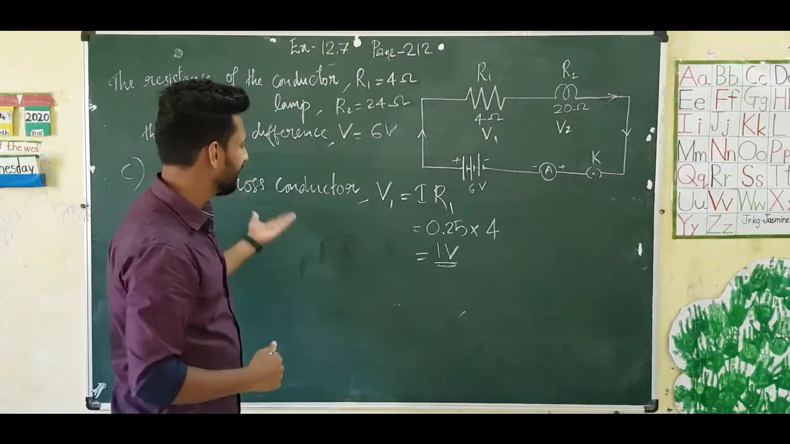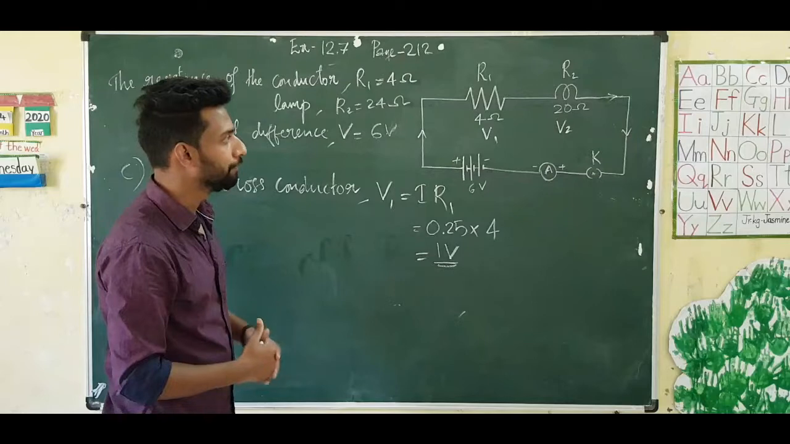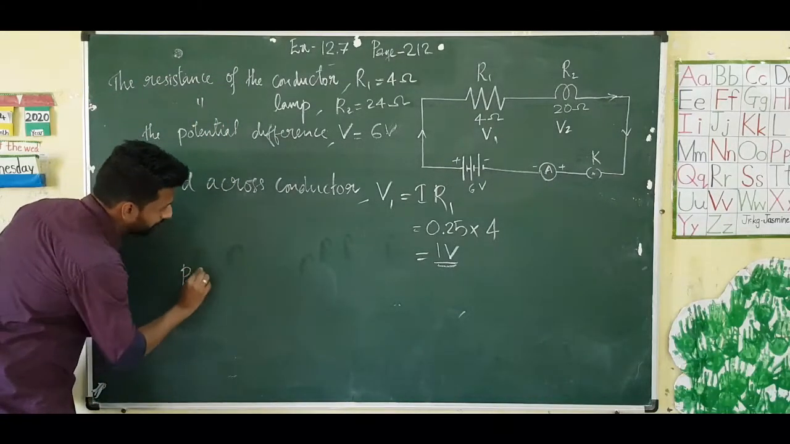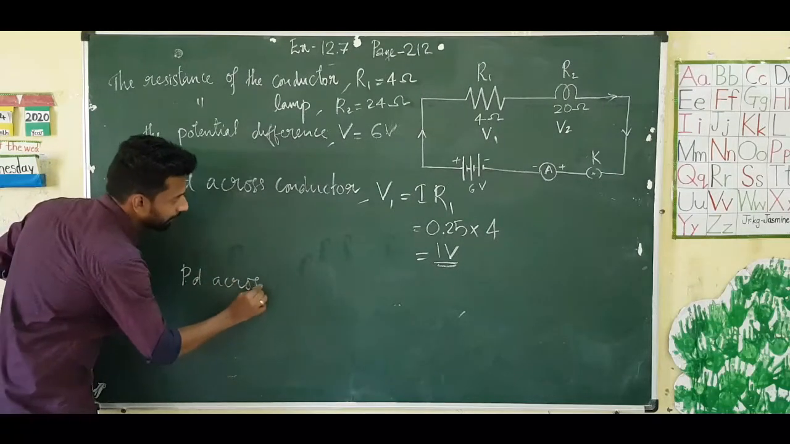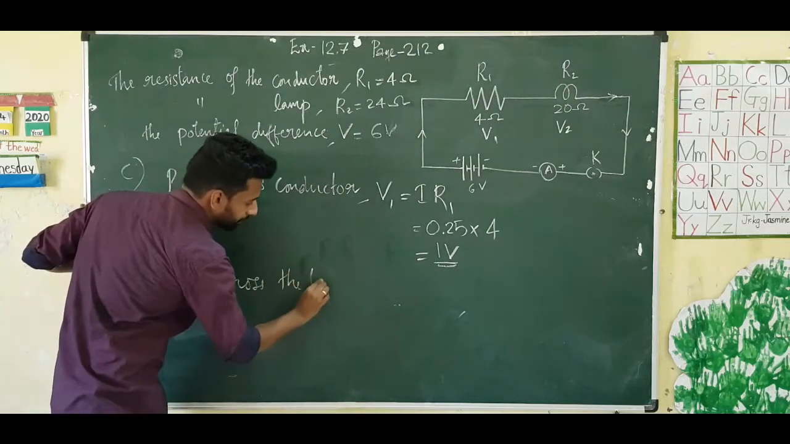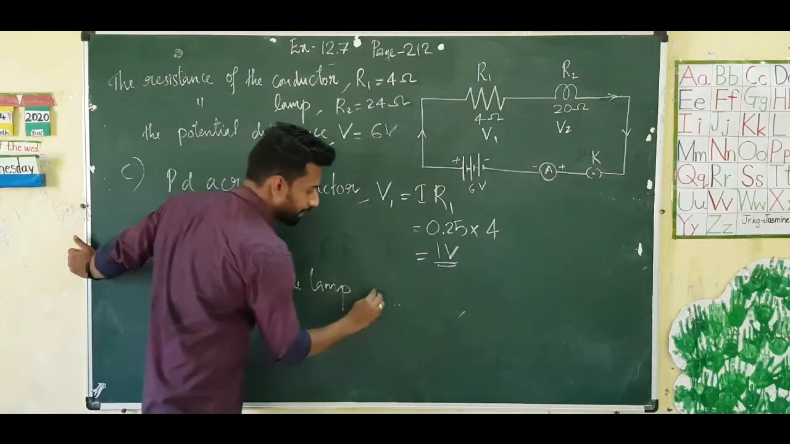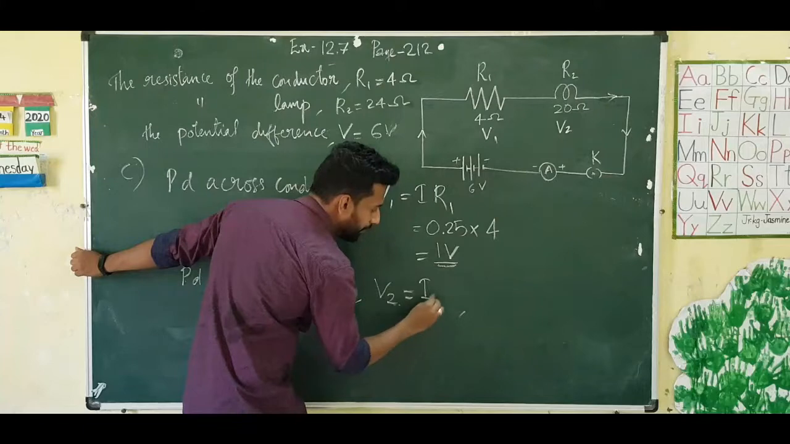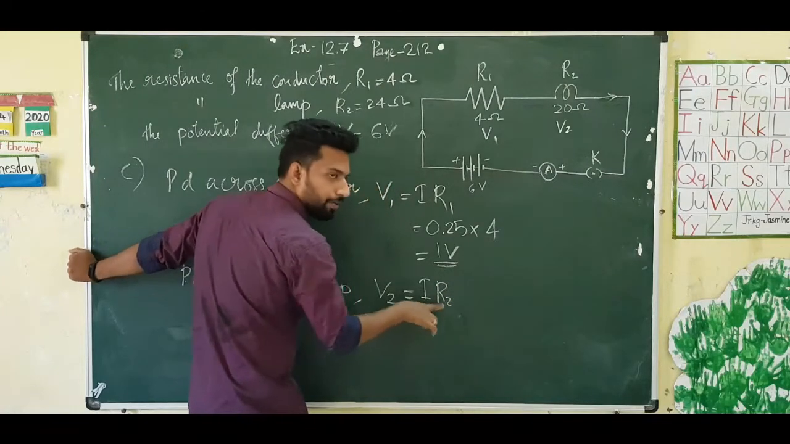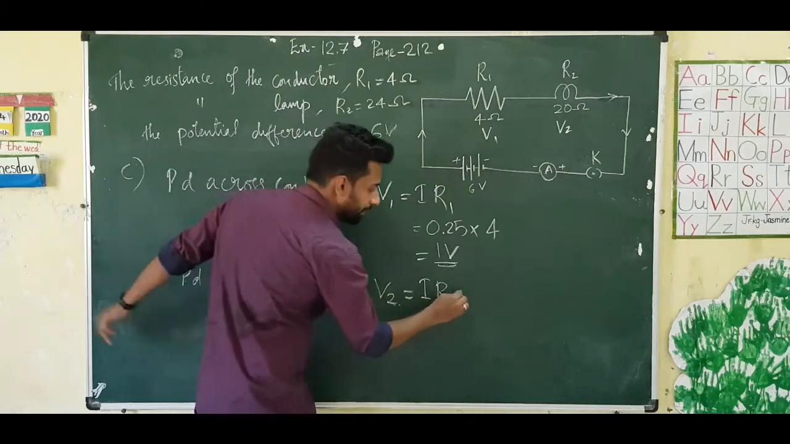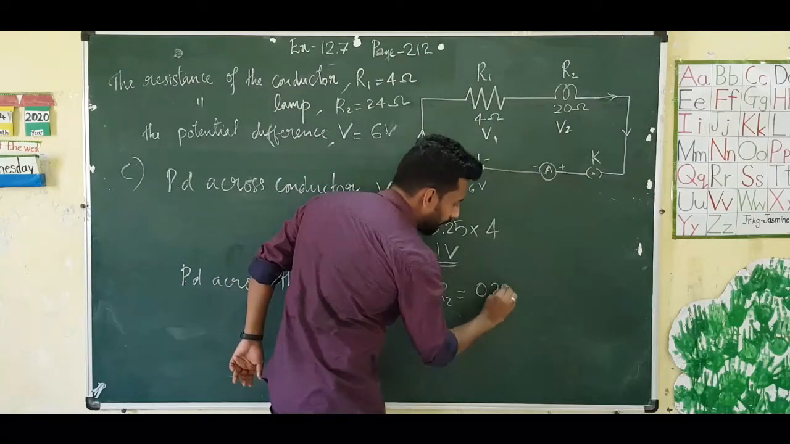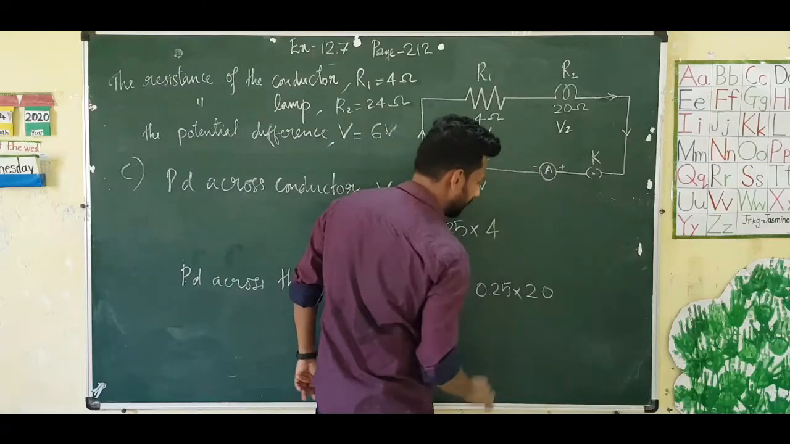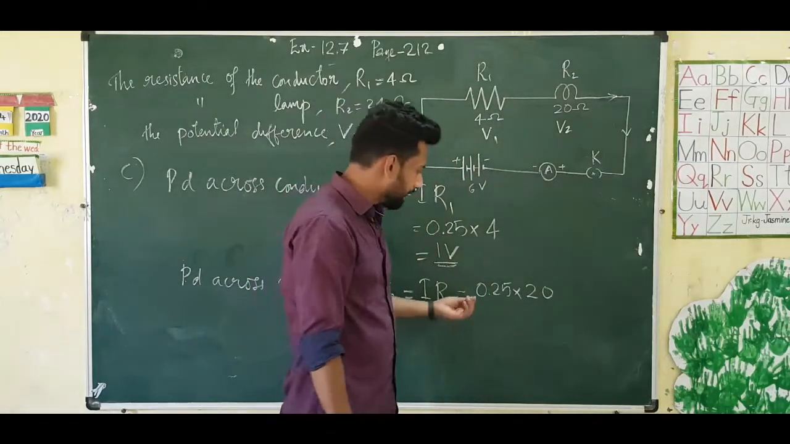Similarly, we can apply the same equation to find the potential difference across the lamp, which is represented by V2. V2 equal to I into R2. Now substitute the values: 0.25 into what is R2 here? 20. Just apply the math.